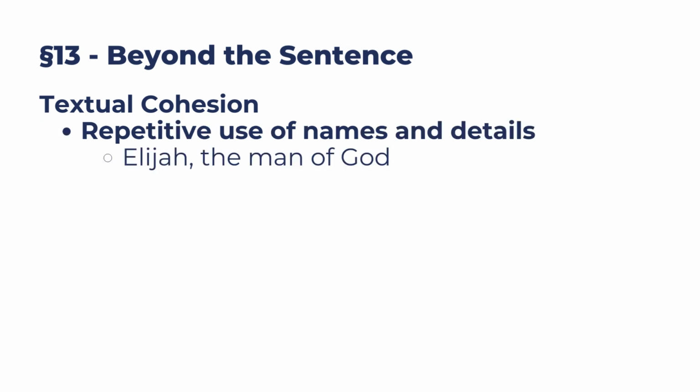First, biblical Hebrew uses names and details repetitively. In English, we might introduce Elijah, the man of God, at the beginning of the story, and then just refer to Elijah by name or by a pronoun the rest of the time. Hebrew is often much more repetitive. It will say Elijah, the man of God, over and over again.